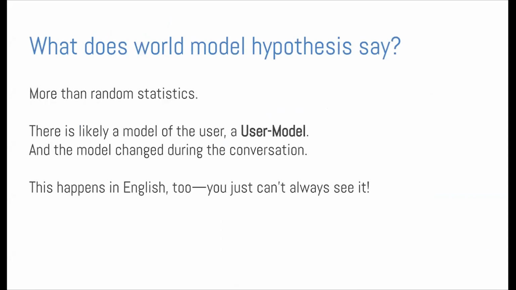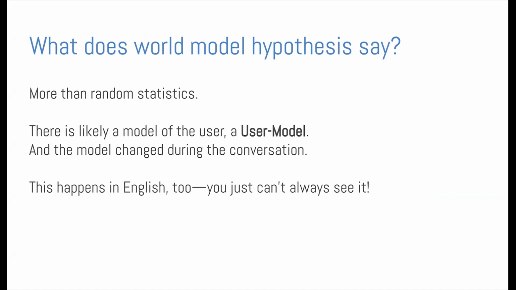But what's really interesting here is how does it adjust? From what we've seen so far, if we believe the world model hypothesis, it's not just a collection of Markov chain-like statistics, but there's a model of the user, which we call a user model, and that model just changed when she described wearing a dress.